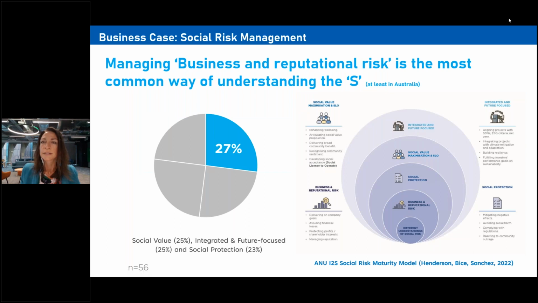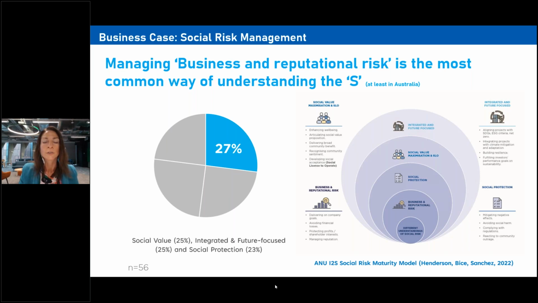So for the business case, social risk management is key. We run year on year an annual survey of infrastructure sector professionals, the state of infrastructure and engagement. And all of this work is available online. And this year we're taking the survey internationally. We hope many of you might be our respondents.